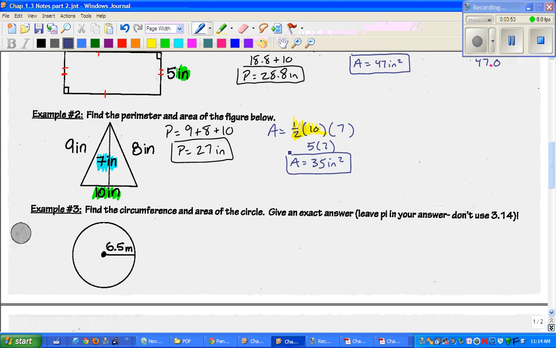All right, let's look at number 3. We've got a circle. And in case you were wondering, on Labor Day, the bells still work at school.